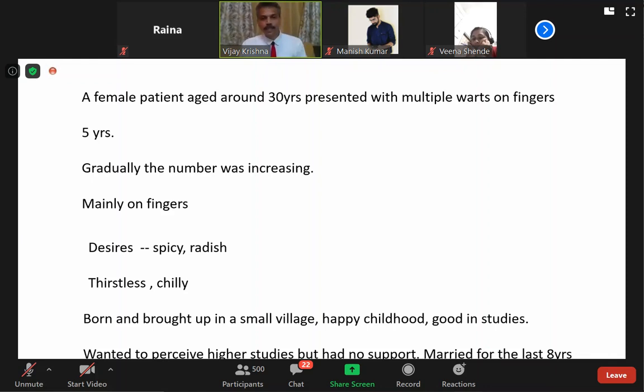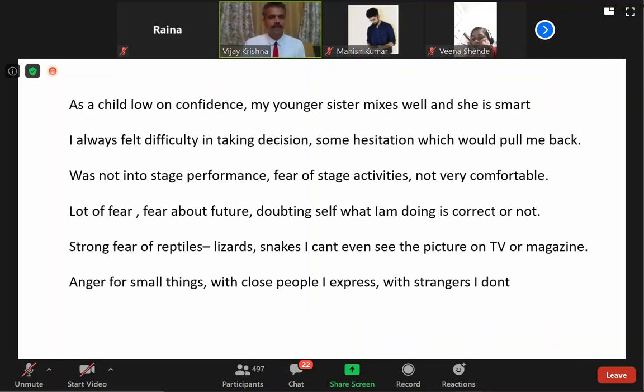Wanted to pursue higher studies, but there was no support from the family, which happens with many of our Indian women. She got married almost 8 years ago. They stay in a village close to Shimoga, and as a child, she was very low on confidence. Her younger sister, she told, is very smart. She mixes very easily, and I basically am very hesitant, and I have difficulty in taking decisions, and I can't give any stage performances. Even in school, singing, dancing, I was never into all those things.